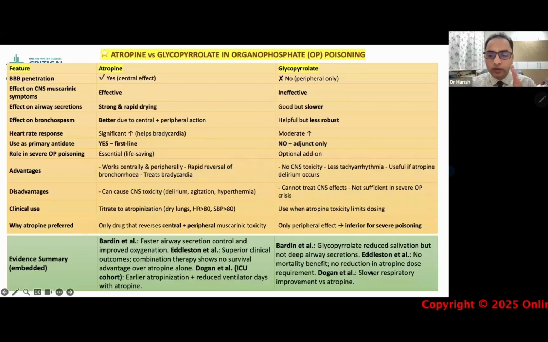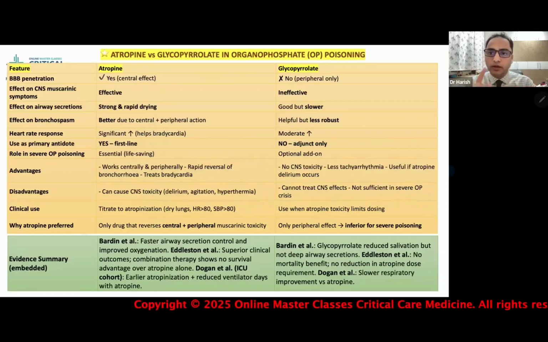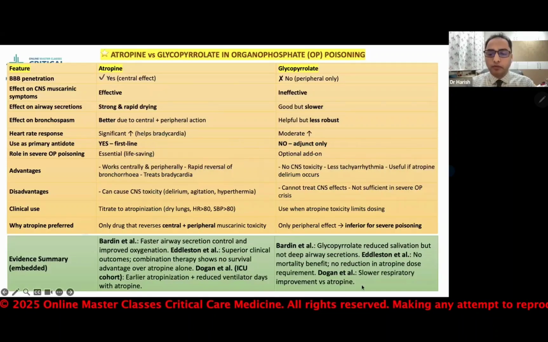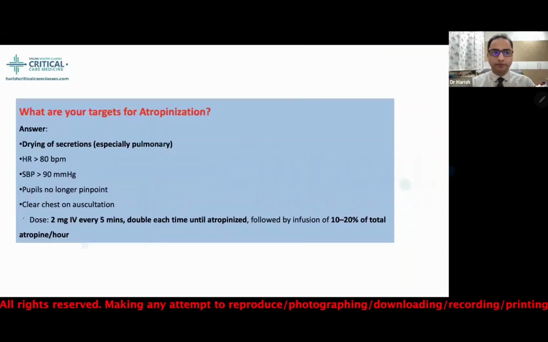So there is no reduction in atropine dose requirement when you add glycopyrrolate to the atropine. So that is not needed, giving it as a combination therapy. Again, there is slower respiratory improvement compared to atropine with glycopyrrolate. Very, very important. Again, lots of viva questions can come in this area.